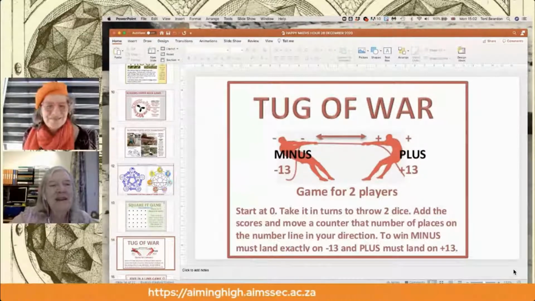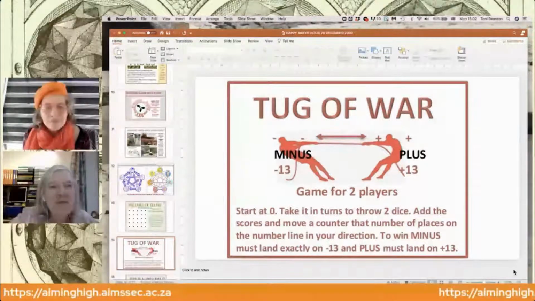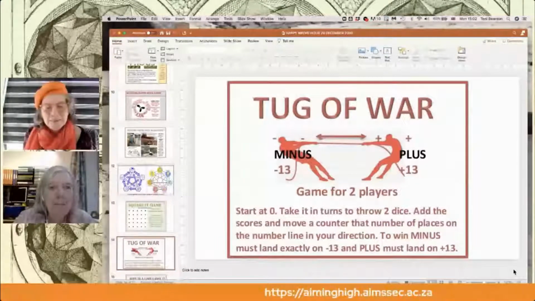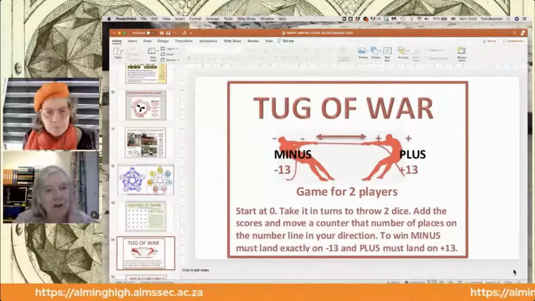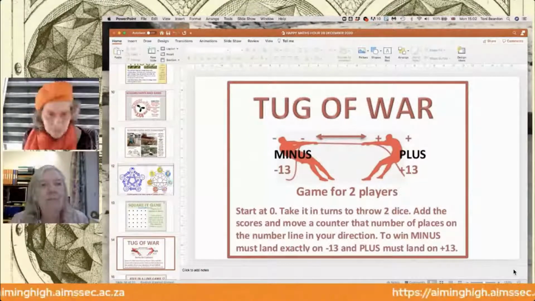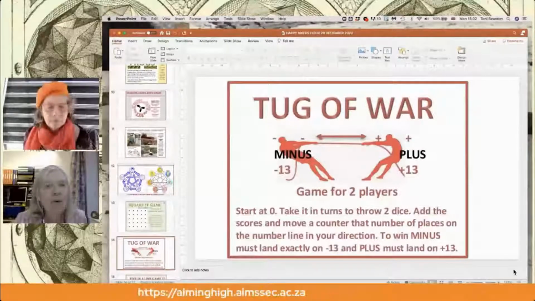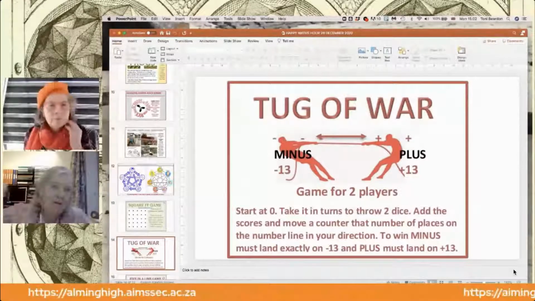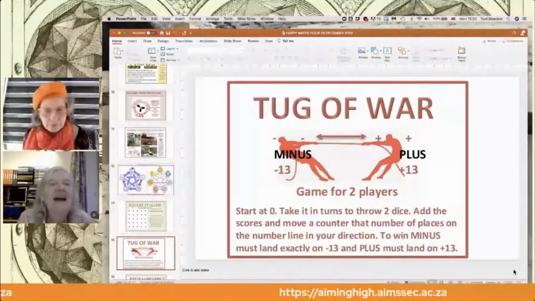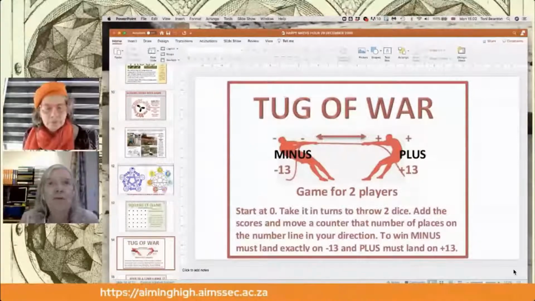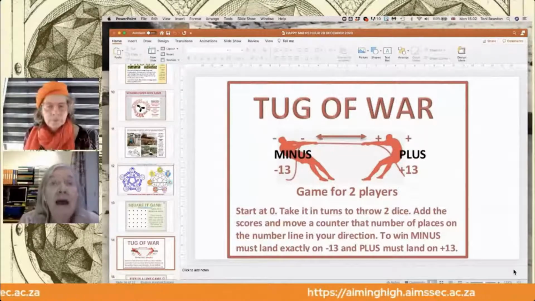But this is a mathematical tug of war. There's no rope really, just a line that is numbered from -13, -12, -11, and so on down to 0, and then +1, +2, up to +13. So you are just imagining you're pulling this way and that way, and both players are pulling hard. And that's the game. Now you can play it with 2 teams. It doesn't matter how many people, you can just divide them into 2 teams.